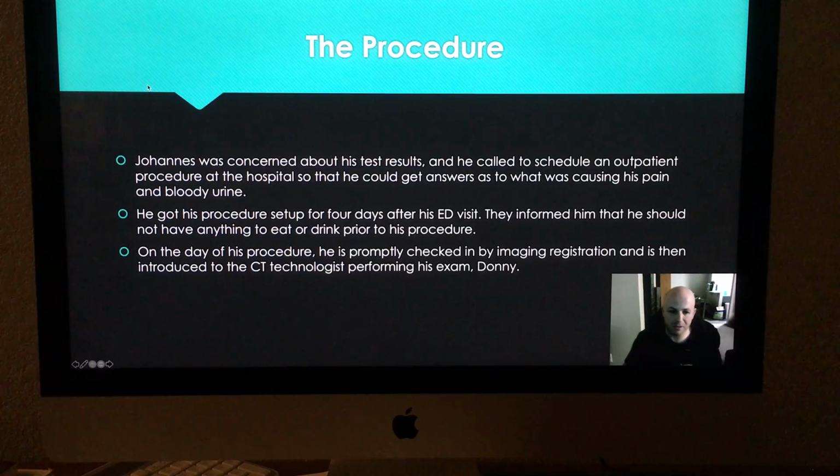They informed him that he should not have anything to eat or drink prior to his procedure. On the day of his procedure, he is promptly checked in by imaging registration, then introduced to the CT technologist performing his exam, Donnie. I didn't give him a last name. He's kind of like Cher, Prince, one name only.